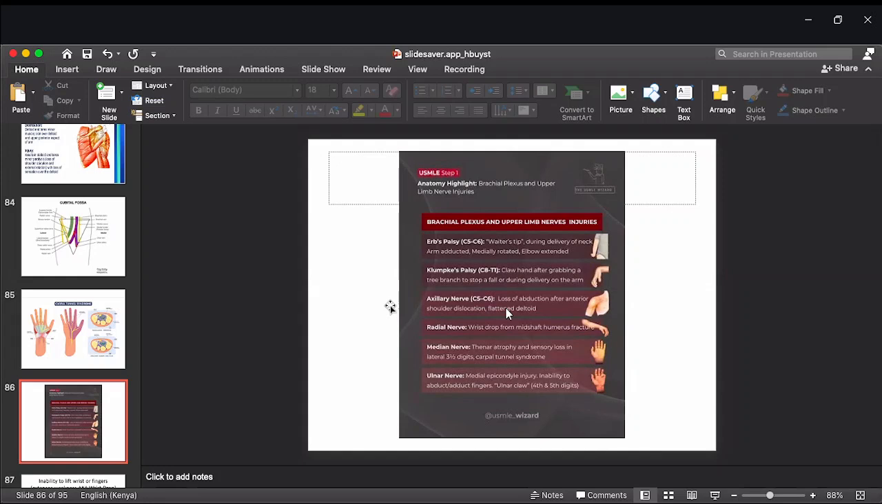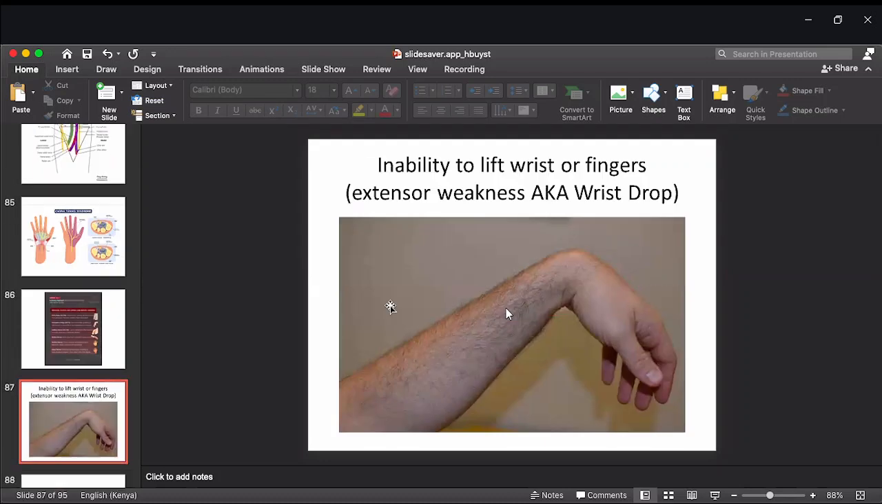Radial nerve will give you wrist drop, as you have alluded. The median nerve is normally affected in the carpal tunnel syndrome, and you'll see also thenar atrophy. Ulnar nerve will give you ulnar claw hand. That is the pictorial representation of the wrist drop. You can see that.